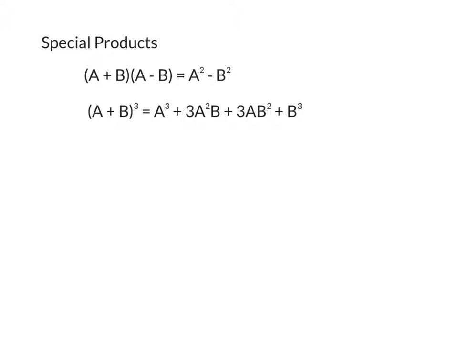The second of these is a plus b to the third. So this would be the case where we have a plus b times a plus b times a plus b. And the result is a to the third plus 3a squared b plus 3ab squared plus b to the third. Similarly, if we had a minus b to the third, which would basically be a minus b times a minus b times a minus b, the result is a to the third minus 3a squared b plus 3ab squared minus b to the third.